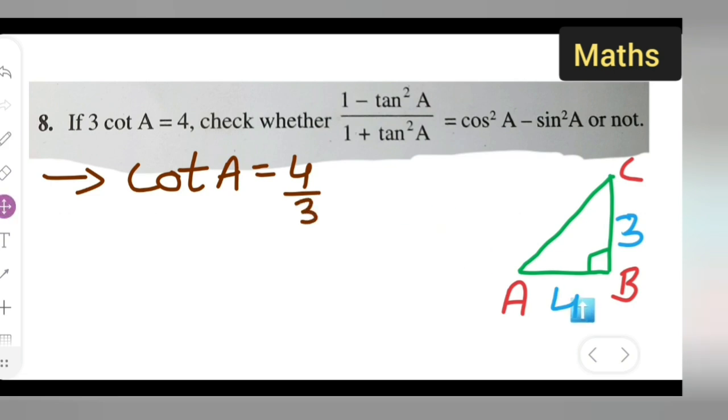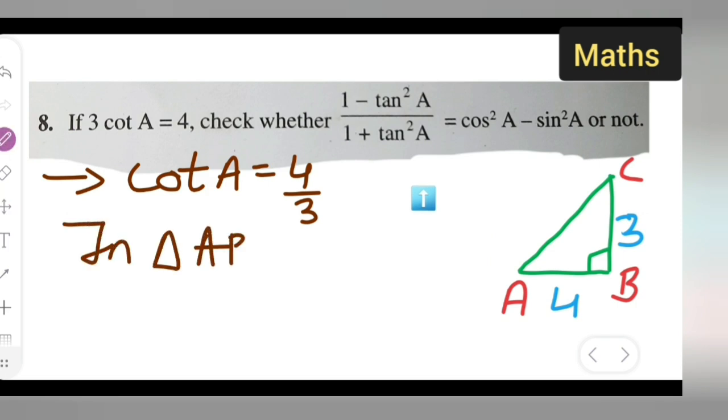So what I have done over here, 4 upon 3: the adjacent of A is nothing but AB, that will be the 4, and the opposite of A will be BC, that will be the 3. Okay, so like this way you'll have to do it. First I will write in triangle ABC.